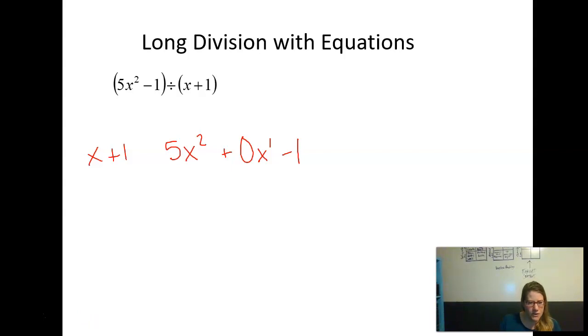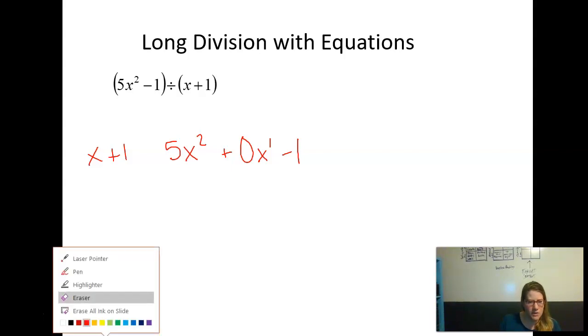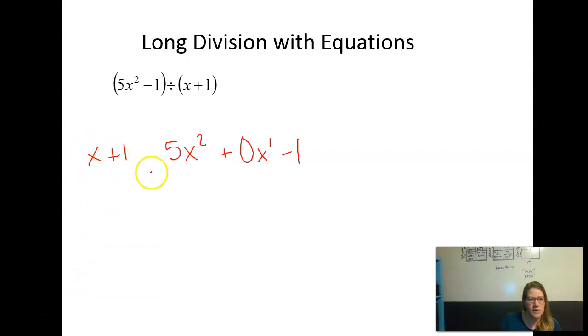We're going to look at the first term, which is x, and we need to think about what I would have to multiply x by in order to get 5x squared. So I'm looking just at the first term here and the first term here. In order to get 5x squared, I would have to multiply x by 5x. And again, I'm going to put that over the other x, that's to the first power.